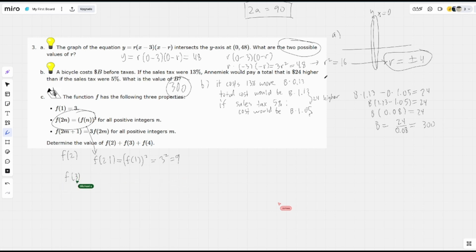And then we can find f of 3, and notice you can't use the first equation anymore, because 2n is an even integer, but 3 is not. So we can use this one instead. So f of 2 times 1 plus 1, this is when you sub in m equals 1. So that's equal to 3 times f of 2 times 1. That's equal to 3f of 2. f of 2 is 9, so it's 3 times 9, which is 27.